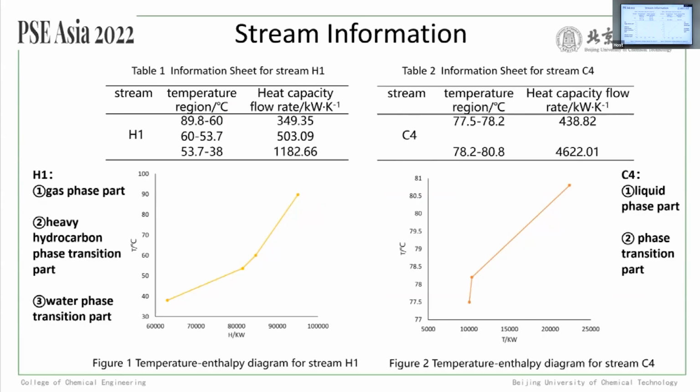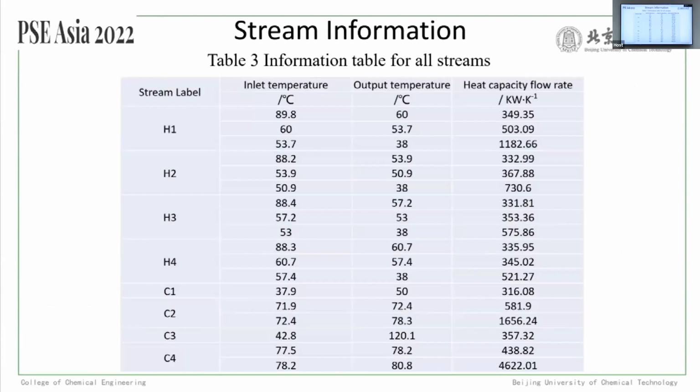According to the properties of different components in the mixture stream and the enthalpy changes, its phase transition is divided into heavy hydrocarbon phase transition part and water phase transition part. Similarly, the C4 stream is divided into liquid phase part and phase transition part. Similarly, the rest of the streams with phase transition are divided in the same way. Besides, the heat capacity flow rates of the 2 cold streams without phase transition are treated approximately as constants. Temperature intervals and the corresponding heat capacity flow rates for all streams are shown in Table 3.